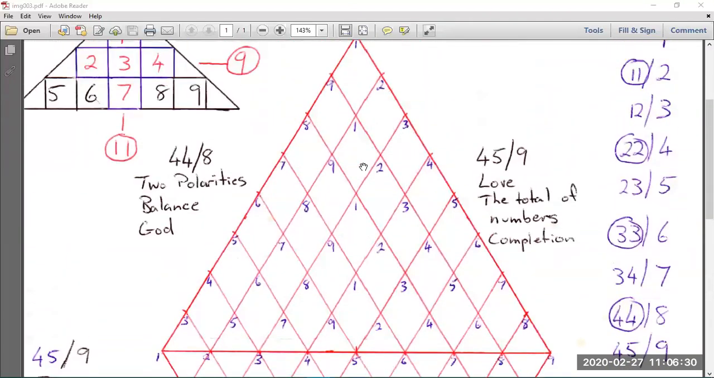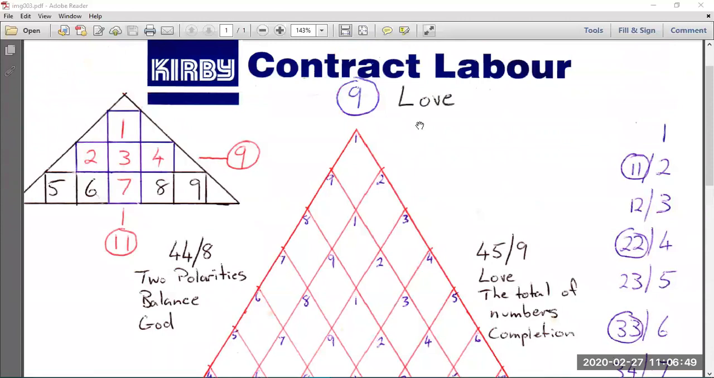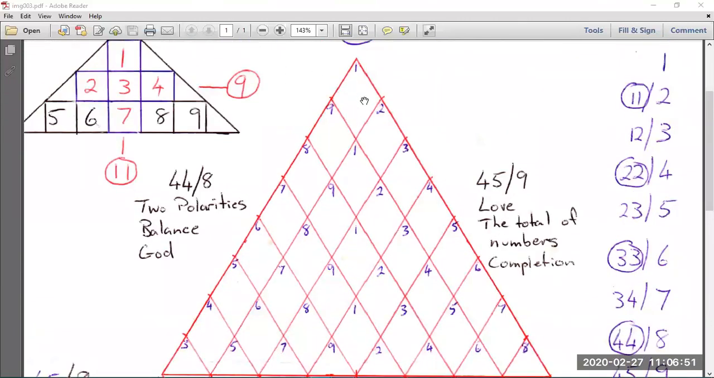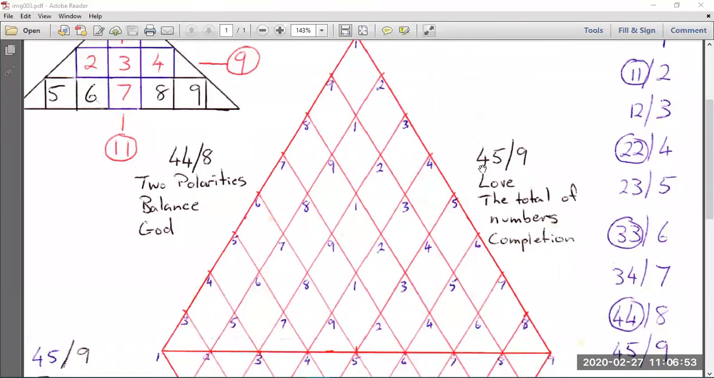Now these numbers here, 1, 2, 3, 4, 5, 6, 7, 8, 9, which curiously is the same as 1, 2, 3, 4, 5, 6, 7, 8, 9 here, which is this number here. These all added together equal 45, and 4 and 5 is 9, which is the number of love. And then this line here also adds up to 45, 9, total of numbers, which is completion of everything.